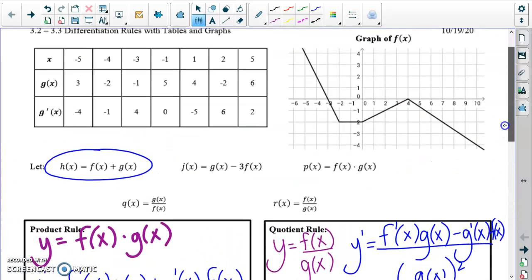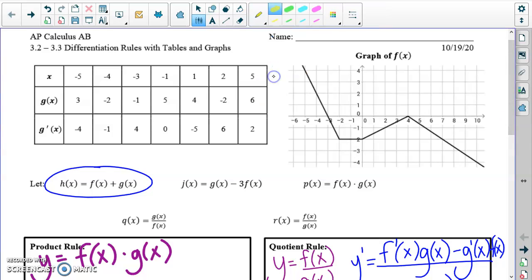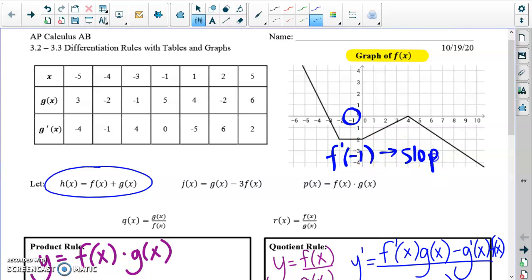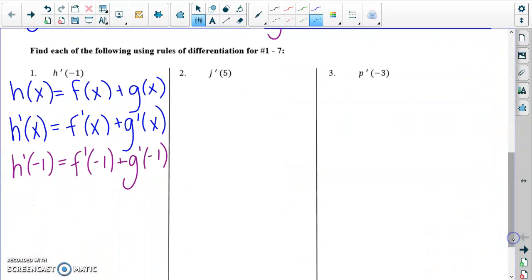All right, so the f function is this graphed function here. This is the graph of f of x. And specifically, I'm looking when my x value is negative 1. And if I'm looking for f prime of negative 1, I'm looking for the slope at negative 1. And the segment I have at negative 1 is a horizontal segment, and that slope is 0. So f prime of negative 1 ends up being 0 plus, okay, g prime of negative 1.